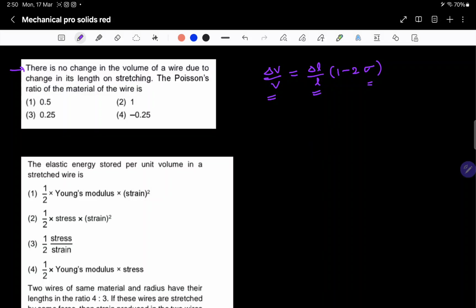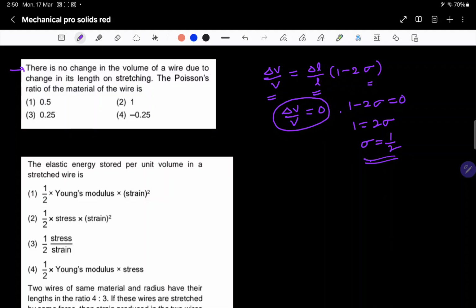Here it is given, there is no change in volume. That means delta V by V equal to 0 is given in the question. So delta V by V is 0, and delta L by L cross multiplication is also 0. So that means 1 minus 2 sigma equal to 0. So 1 equal to 2 sigma, sigma equal to 1 by 2. What is Poisson's ratio asked? The value of Poisson's ratio is 1 by 2. It is given in the first option, 0.5. So this formula-related question has been asked 2 times. Students, very, very important. Previous NEET asked the same model question.